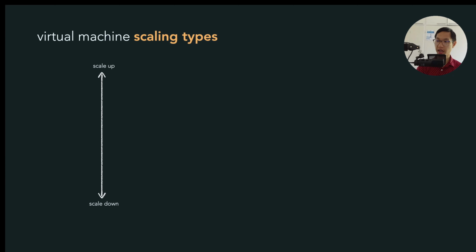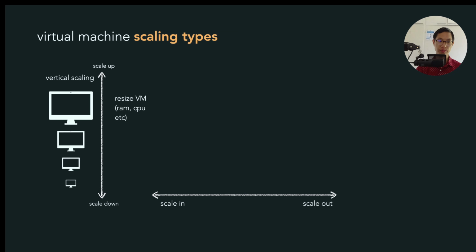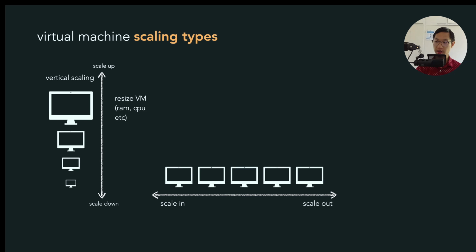For example, let's look at virtual machines and the different scaling types. We have scaling up and down, which is vertical scaling. With vertical scaling, when you're scaling down, your virtual machine becomes weaker, and when you're scaling up, it becomes stronger, so it's bigger and bigger, in terms of more memory, more CPUs, etc. So you resize your VM basically, RAM, CPU, etc. And scaling in and out is horizontal scaling. Here you basically keep the same size of your VM and you just add more machines to do parallel work.